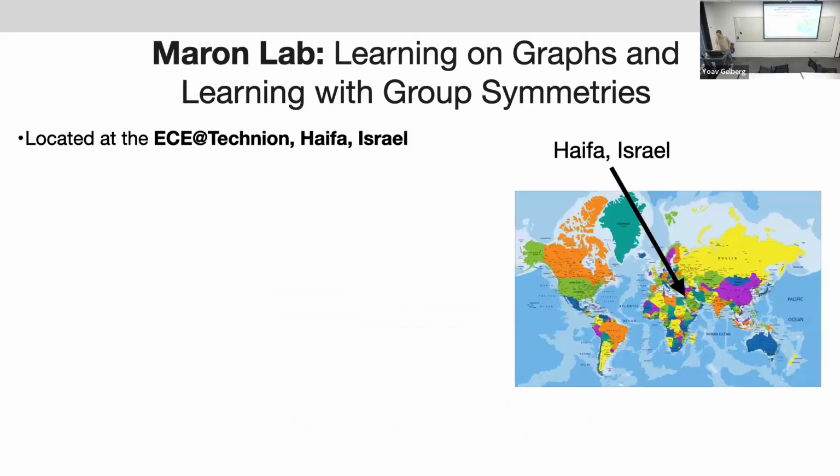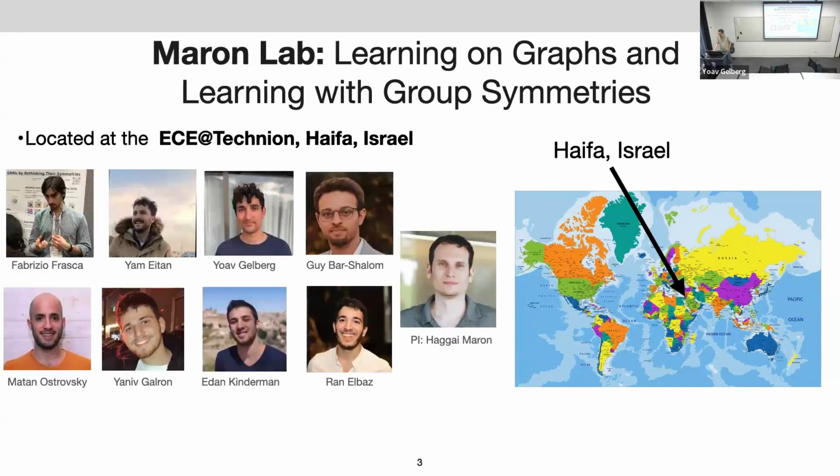First of all, we are situated in Haifa, in Israel, in the Technion, in the electrical and computer engineering faculty. The lab has 8 students and postdocs now, all of which are doing great stuff on geometric deep learning and related areas.